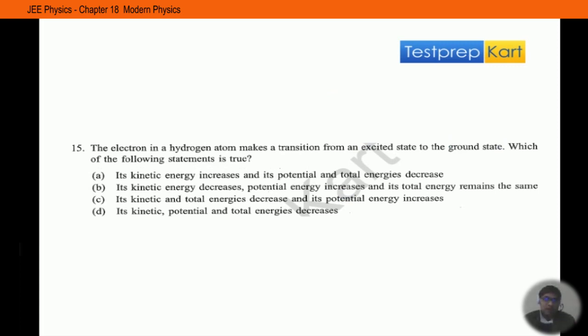Next is, the electron in a hydrogen atom makes a transition from an excited state to the ground state. Which of the following statements are true? So first let's talk about the energy of an electron which is making a transition from one orbital to another. The energy of an electron in any orbital of a hydrogen atom, in magnitude, is 13.6 over n square. When the electron jumps from a higher state to a lower state, it loses a certain amount of energy. The relation is that the total energy in magnitude is equal to the magnitude of the kinetic energy, and the potential energy is always twice the total energy in magnitude.